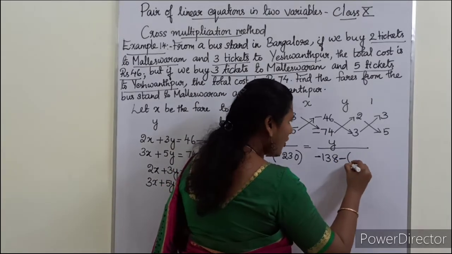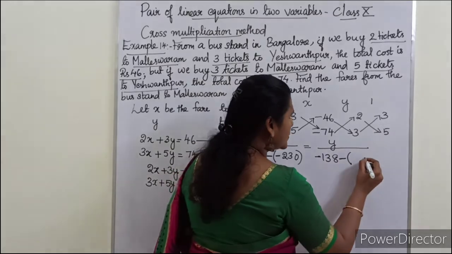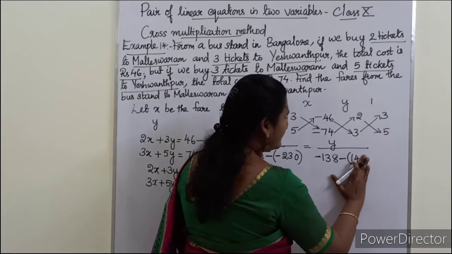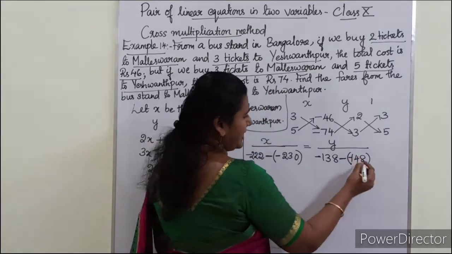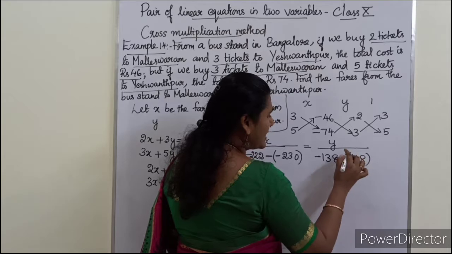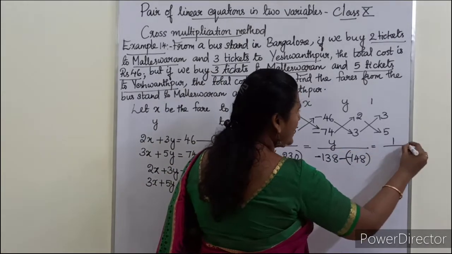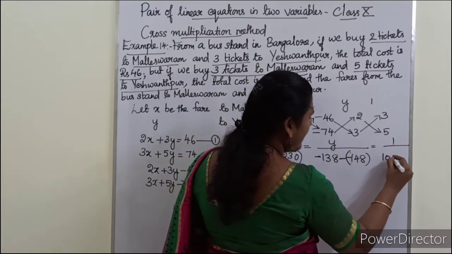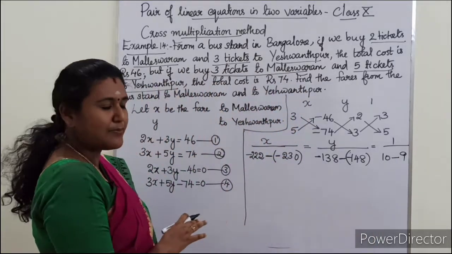Then minus of, multiply these two numbers, 74 into 2. So 8 and 148. Minus 148 you will get because here you have minus sign. So minus of minus 148. Last we have 1 divided by, when you multiply these two, 2 5s are 10 minus 3 3s are 9. So now we will simplify.